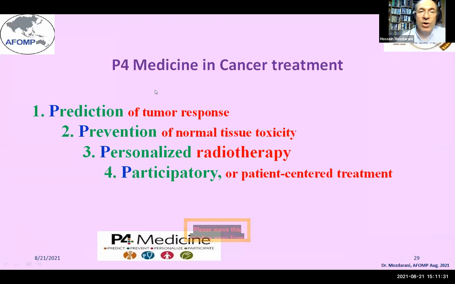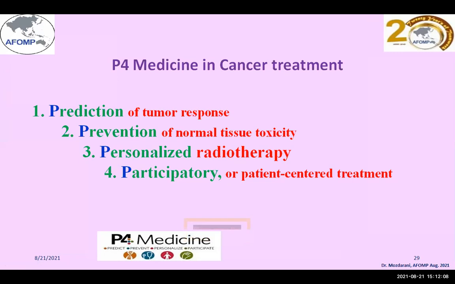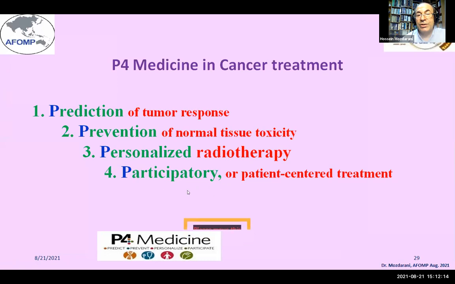However, the ultimate goal of radiogenomics, in either case, radiation genomics or imaging genomics, in cancer treatment is to achieve 4P medicine. 4P medicine in cancer treatment can be summarized as prediction of tumor response to radiation, prevention of normal tissue toxicity, early or late effect, personalized radiotherapy based on the RF frequency or other genetic data obtained by the methods, and participatory or patient-centered treatment.